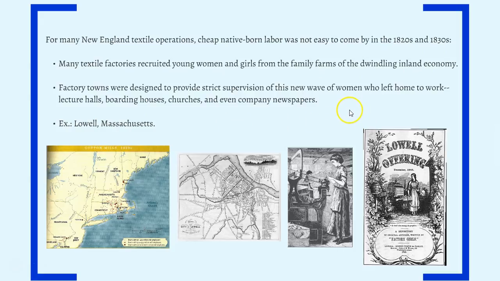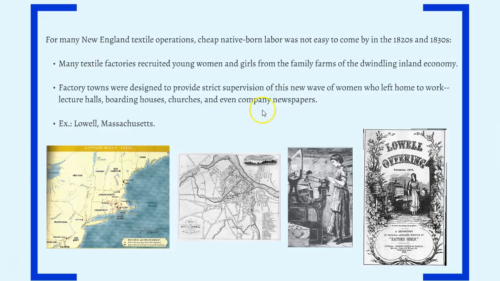And so that's why you see these factory towns, especially the most famous of which, Lowell, Massachusetts, not only build their factories, but as they're recruiting these young women to work, they're building lecture halls where mandatory lectures in work ethic and good, wholesome moral values are taught to these female workers. They build boarding houses, dormitories, where all the female workers were required to live under very strict supervision. These towns had their own churches, again, for the moral education of these women.